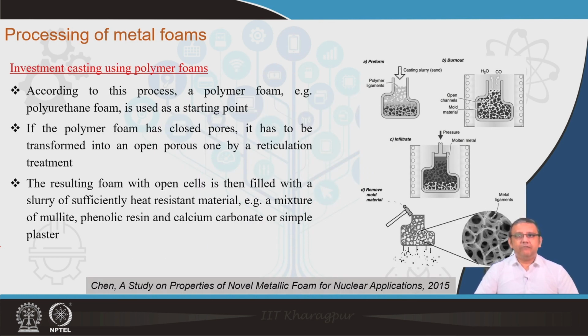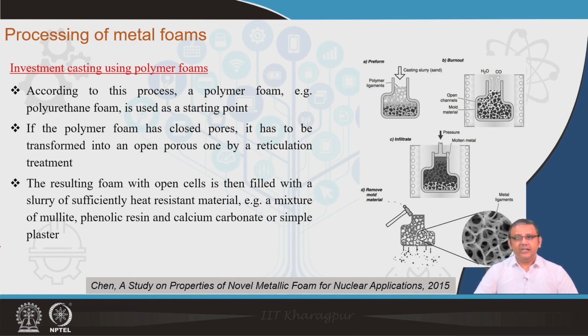The second process that we will learn today is the investment casting using polymer foams. The first process that we learned until now was the powder metallurgy process, where aluminum alloy and a blowing agent like titanium dihydride were mixed together. In this case it is a melt casting process, where the initial preform is the polymer foam. This process is very much similar to the replica template which was used initially for fabricating porous ceramic materials.